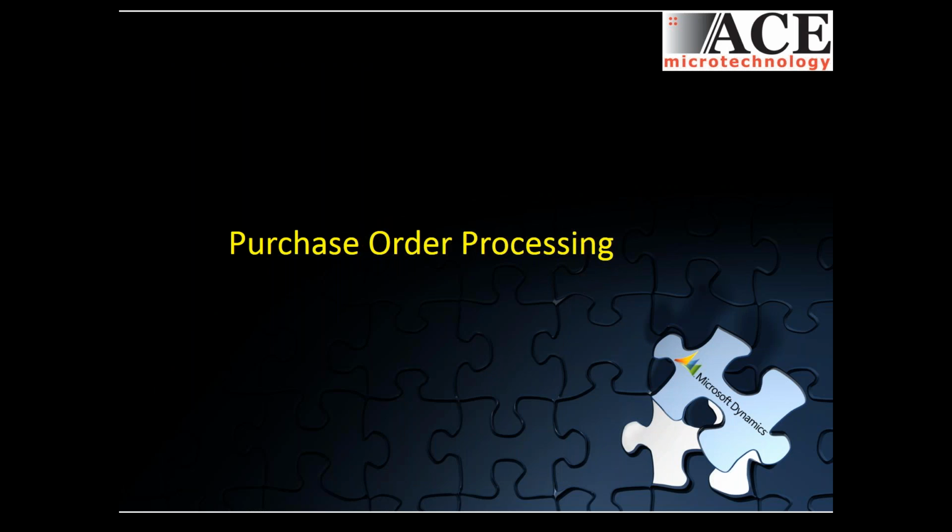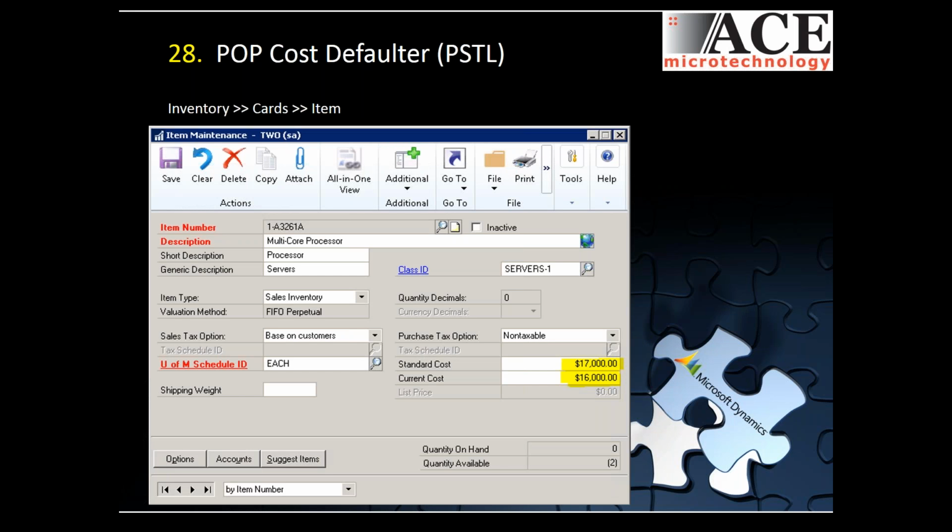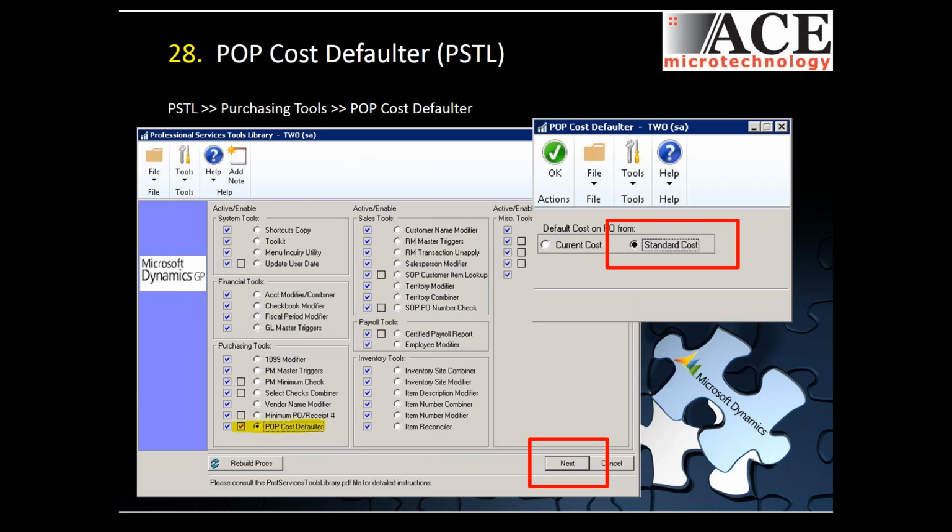Purchase order processing. The first thing is the POP cost defaulter. In inventory, by default, POs default their cost from the current cost field in the inventory module. But sometimes on an inventory item, you'd rather have standard costs be reflected. That's the cost that you want to go by on your purchase order. So the cost defaulter actually lets you define that in this utility, to change from current cost over to standard cost.